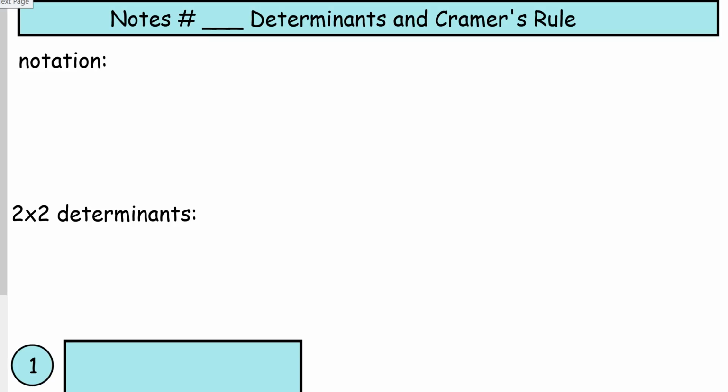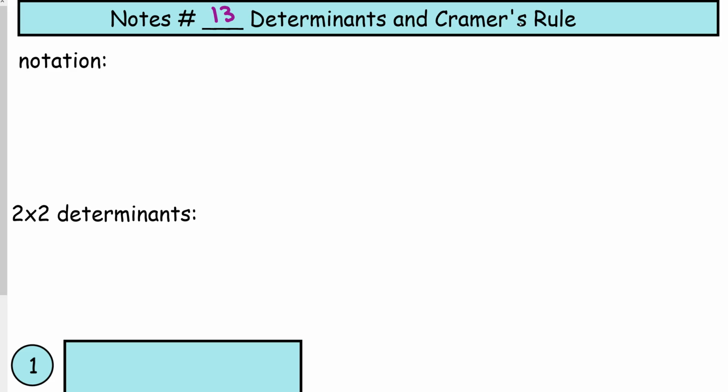Okay, today we continue our study of matrices, and we are on notes number 13. Last time we learned what a matrix was and how to do some basic operations with matrices, and today we're going to start getting into some of the applications. We're going to learn about something called a determinant, and then we're going to learn a method that is used to solve a system of equations, and that method is called Cramer's rule.